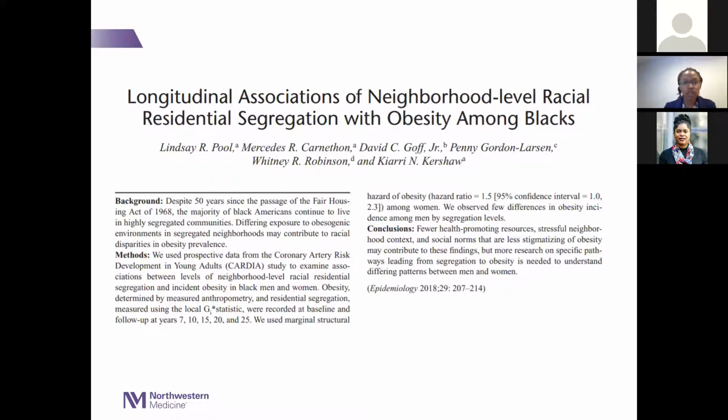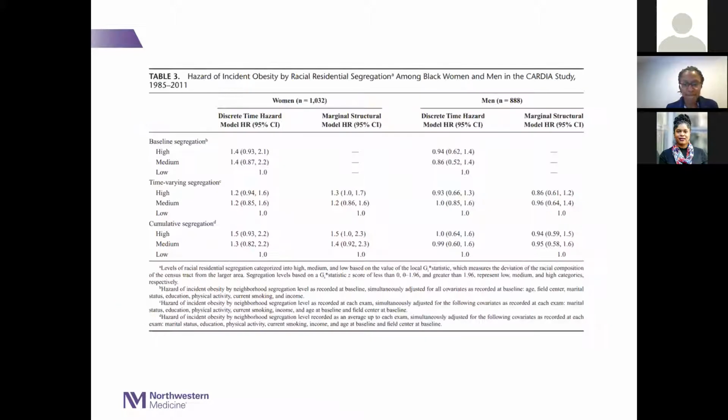We also modeled the associations in two different ways: one using the standard discrete time hazard modeling, and another using marginal structural models to address the possibility of time-dependent confounding, particularly by education and marital status, and also to account for loss to follow-up. In all the ways we measured it, it was fairly consistent that higher segregation was related to a higher risk of obesity among women and no relationship really among men.